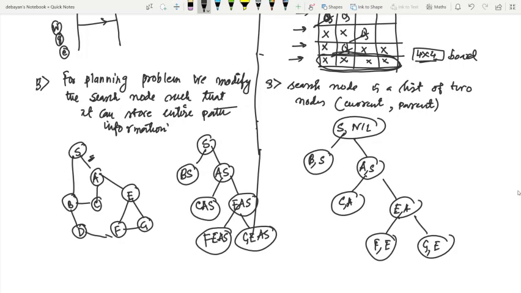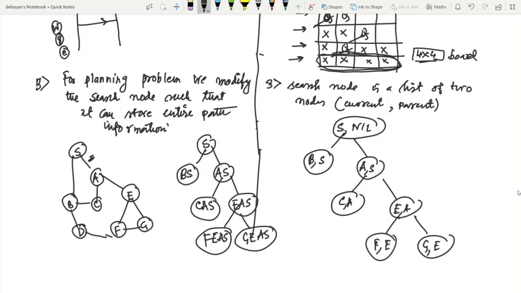So when the goal node is reached, we have to reconstruct the path. In that particular case, you take the goal node and go backwards to some source node. Then you will get the path, showing how this path will be followed.